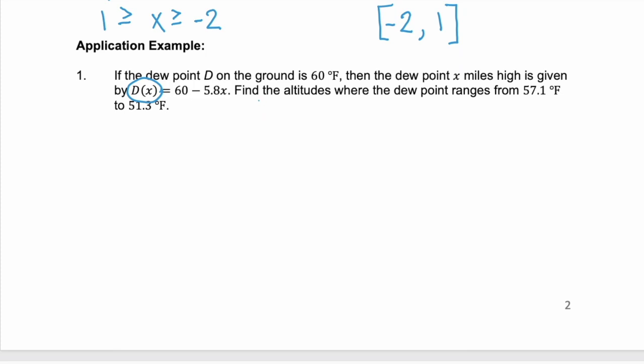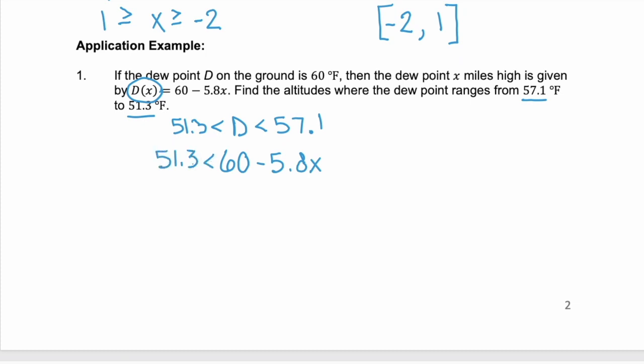We need to find the altitudes where the dew point ranges from 57.1 degrees Fahrenheit to 51.3 degrees Fahrenheit. So concentrating on that last sentence, we know that our dew point is going to be greater than 51.3 and less than 57.1. And we know the equation for our dew point, so we can substitute that in. So we have 60 minus 5.8x, and that's greater than 51.3 and less than 57.1.